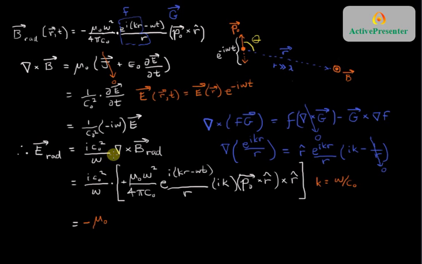And I've got something that's going to end up looking a lot like the B expression here. I still have a factor of omega squared. I have a 4 pi in the denominator, but not a c naught. Then I again have my spherical wave with harmonic time dependence, e to the i kr minus omega t over r. And I have a slightly different vector direction. p naught cross r hat crossed again into r hat.